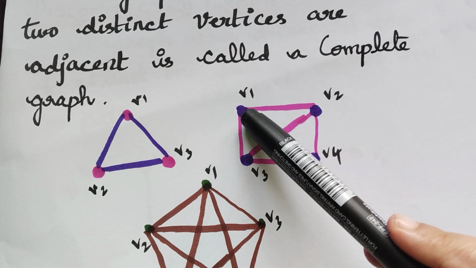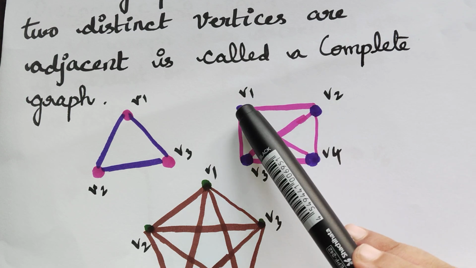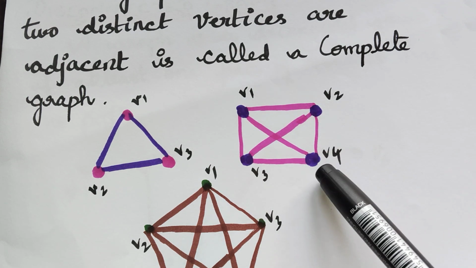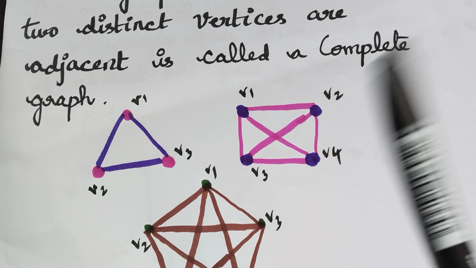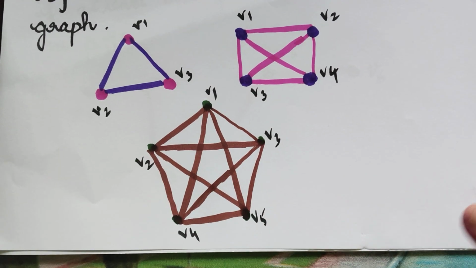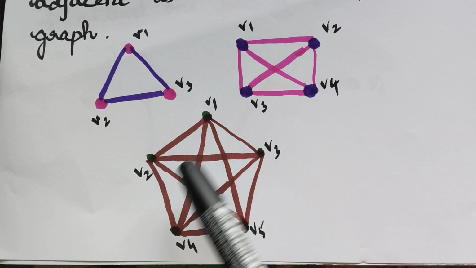V1 and V2, V1 and V3, V1 and V4 are all adjacent. V2 and V1, V2 and V3, V2 and V4. Like that, if you check, all the vertices will be adjacent to one another. Similarly, this is a complete graph with 5 vertices. If you check, all the vertices will be adjacent to one another.